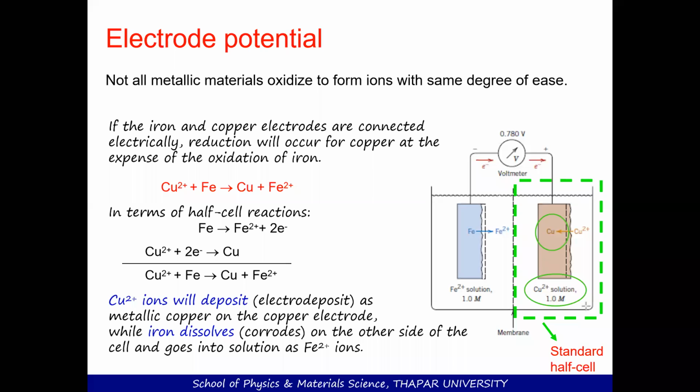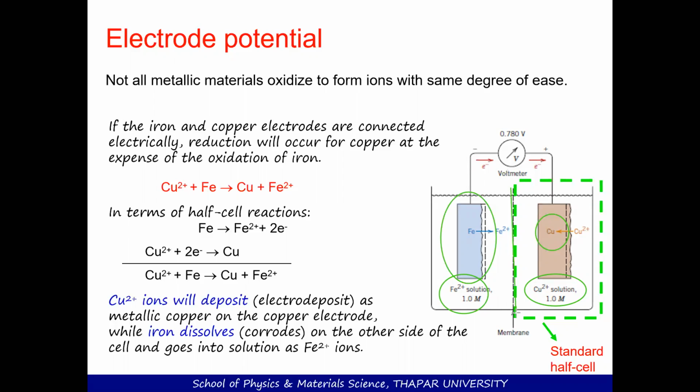Likewise, we have also constructed another half cell with the iron plate. So we have an iron plate here, and then we have an electrochemical solution of Fe2+ ions with a 1 molar strength. Once you have these two standard half cells ready, we divide them through a membrane. A membrane is basically a porous medium which prevents the mixing of these two solutions.